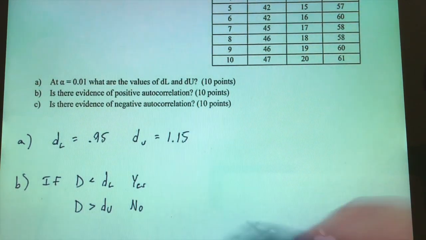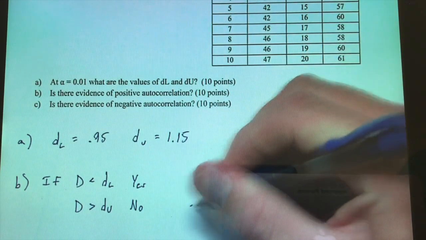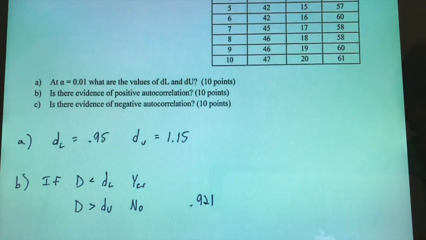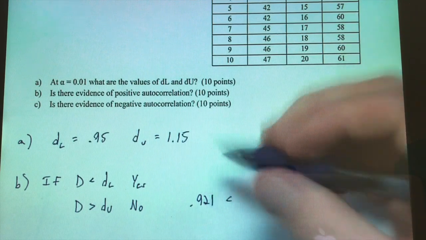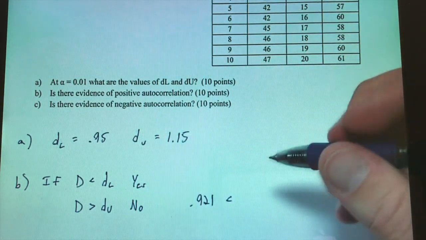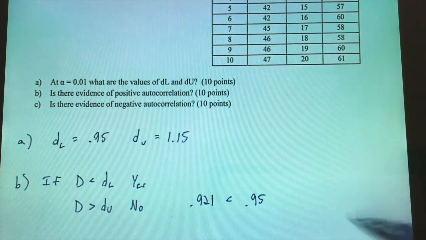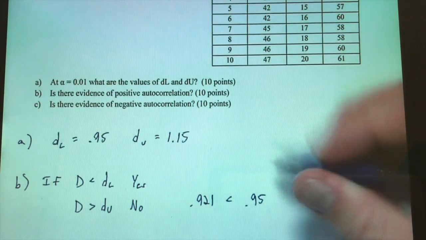So you're going to look at your D value here, and here your D is 0.921, and you're going to see that yes, that is less than your DL value here. So yes, there is evidence of positive autocorrelation here.